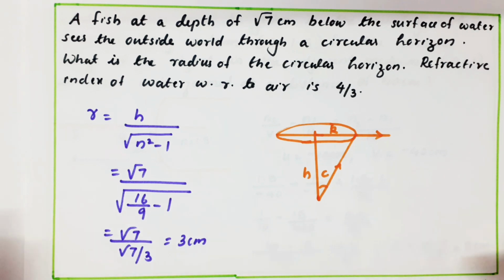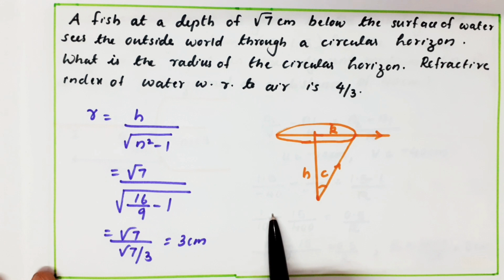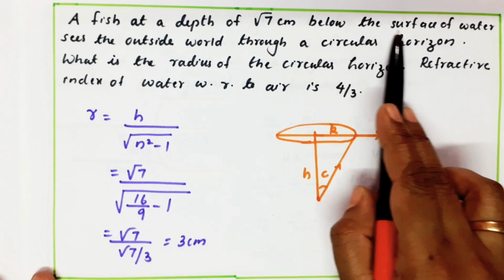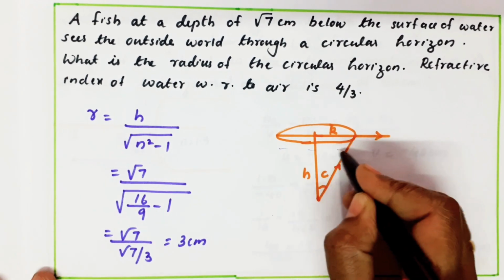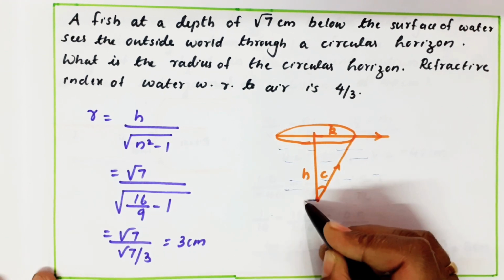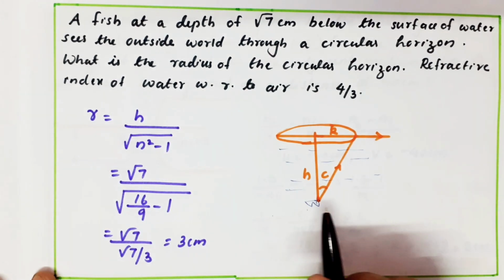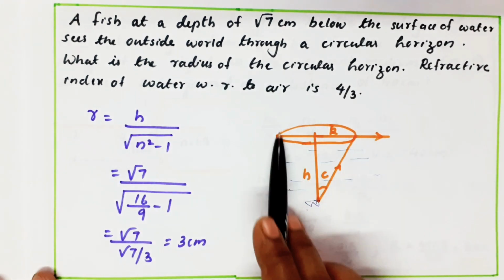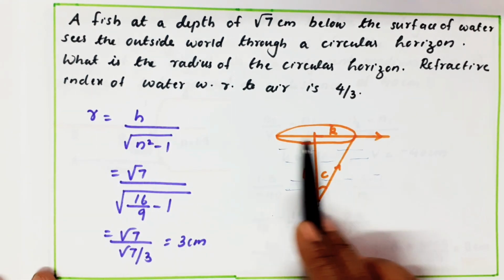Next, this type of question I discussed before. You have taken a fish. I have taken the critical angle condition for this. A fish at a depth of root 7 centimeter below the surface of water. This is water, and here one fish is there. Fish is at the bottom. It sees the outside world through a circular horizon. What is the radius of the circular horizon?